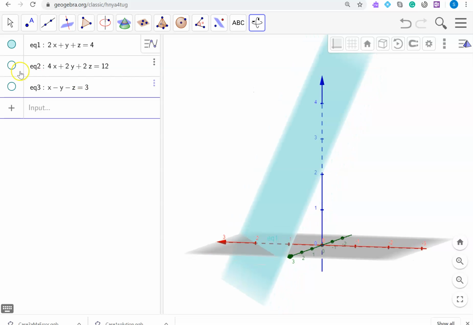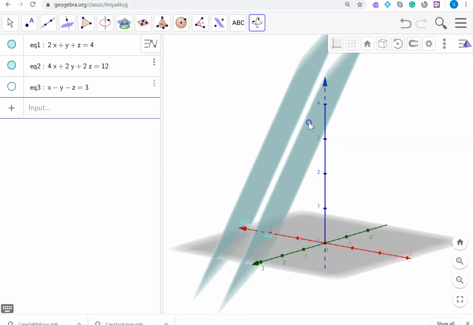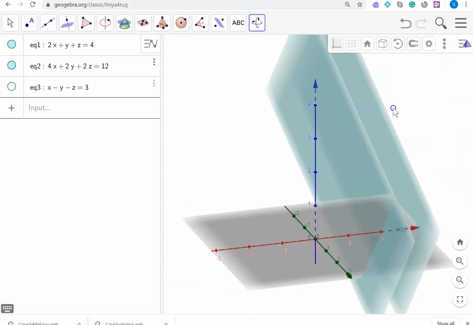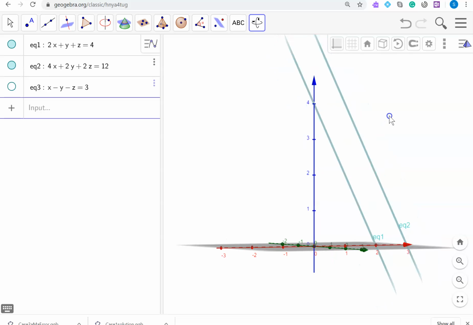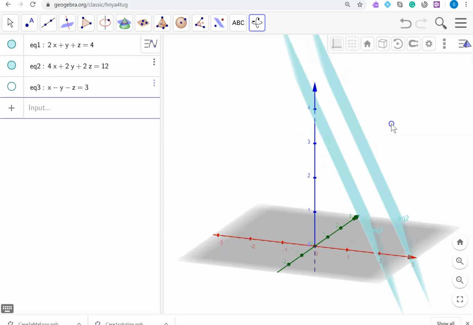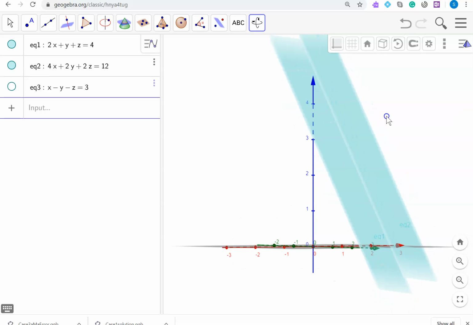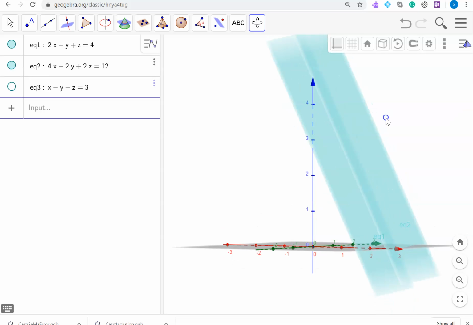Okay, and then I open up the second plane, and if I rotate that around, it looks like those two planes are running parallel to each other. How can I check and see if they are running parallel to each other?